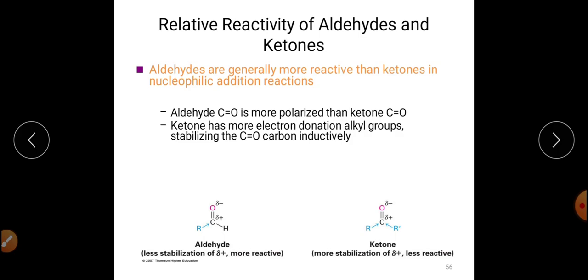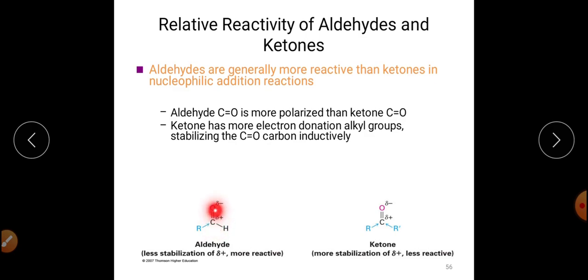The second reason that we can use here after steric hindrance is the electronic factor. And what is that factor? Basically, if we are concerned about electronic factor, we know that carbonyl group is present in both the cases, aldehyde as well as in ketones, and this carbonyl group is polar in its nature because of the electronegativity difference.